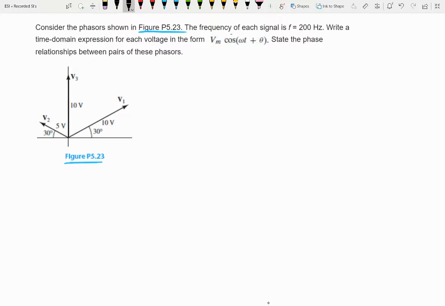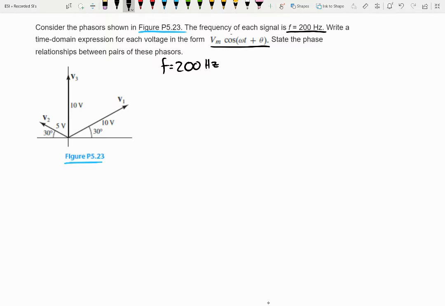And they each have a frequency of 200 hertz. Let's pull that out real quick. 200 hertz. Write a time domain expression for each of the following voltages in this form, so, sinusoidal form. State the phase relationships between the pairs of these phasors. Okay, so what we need to do is piece together what we have here.